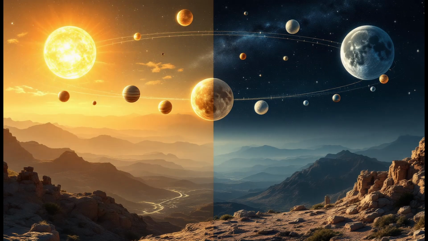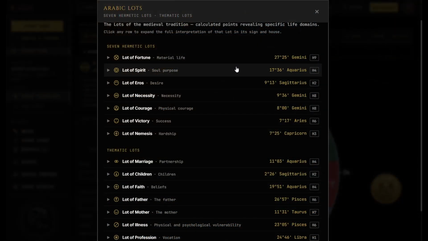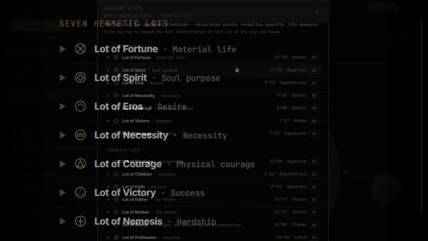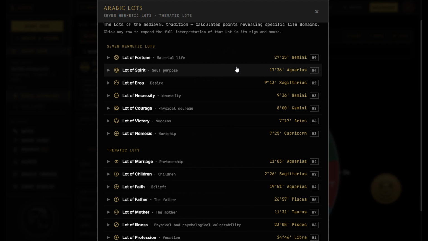We talked about sect in video 3, the distinction between day charts and night charts. For Firdaria, sect determines your entire planetary sequence. For the Hermetic Lots, sect determines the actual mathematical formula used to calculate them. For the 7 Hermetic Lots, the core set, the day and night formulas are mirror inverses of each other. Using the wrong formula for your sect doesn't give you a slightly off result. It shifts your lot by the entire arc between the sun and moon, which in most charts is an enormous difference. We're talking about a point that could end up in a completely different sign and house.